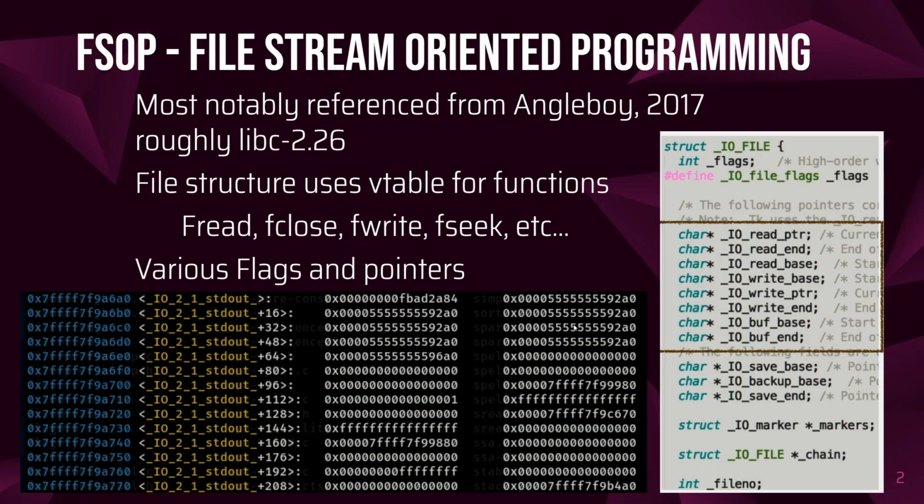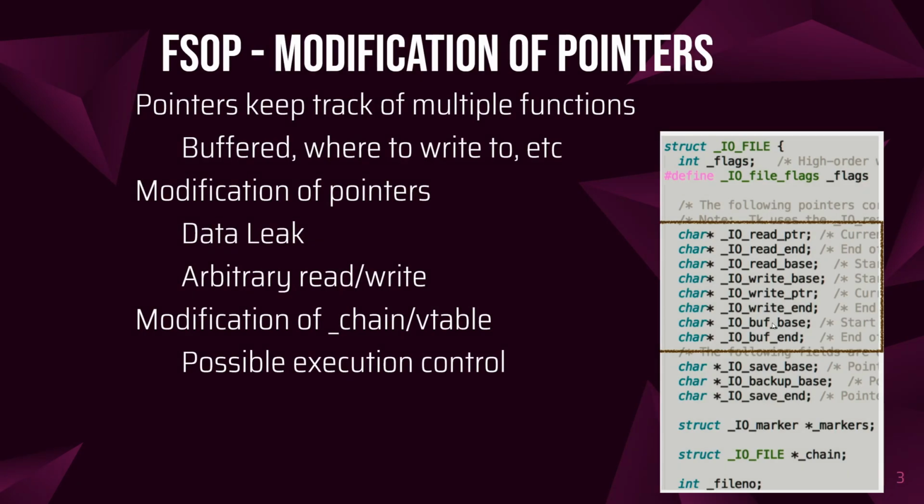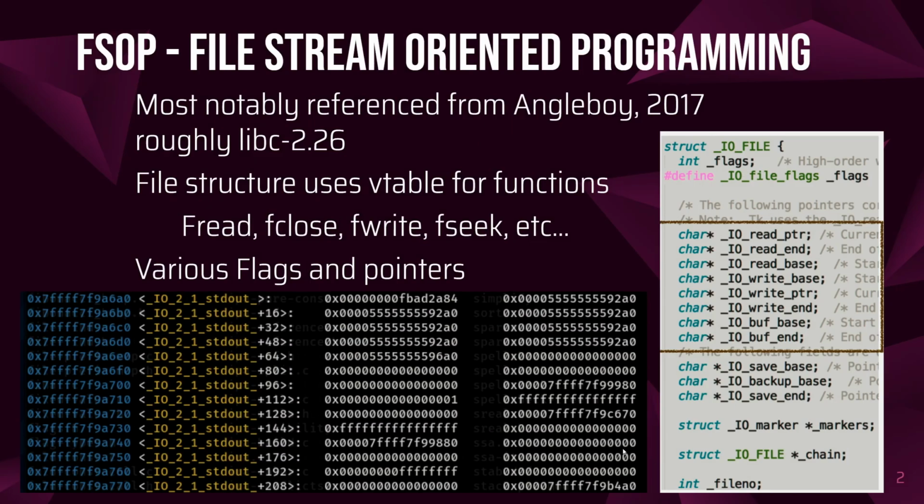There's a lot of intricacies between the read pointers, write pointers, and buffer ends and stuff. And we'll talk about that a little bit, but not too much in depth. So by modifying certain pointers, in this case these ones, we're able to get a read-write-where, and we can get a data leak from it, and we can get arbitrary read and write. And then if you have the arbitrary read and write, you could possibly also modify the chain, which is this file pointer right here.